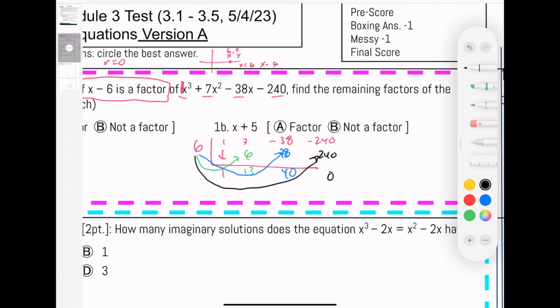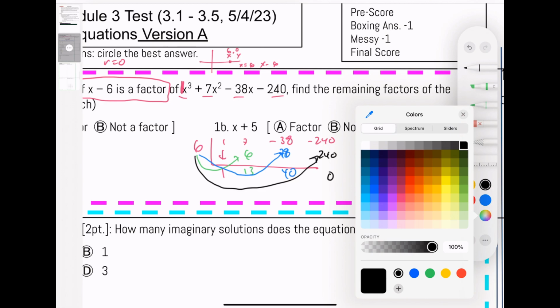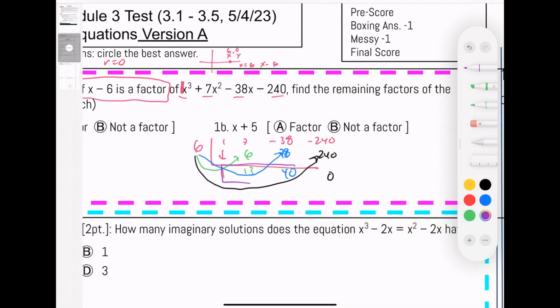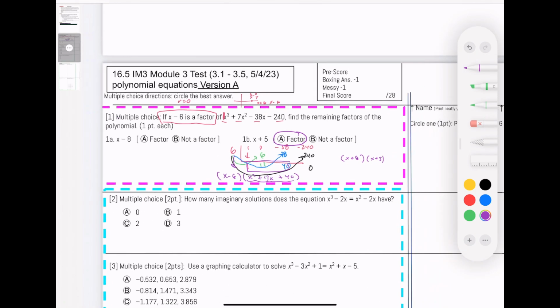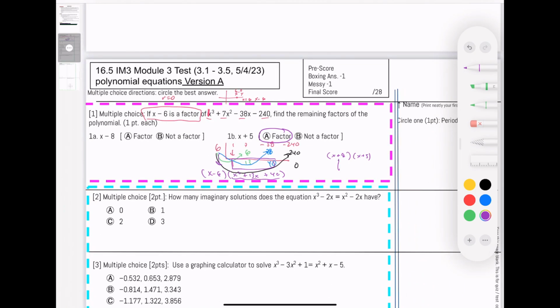But what I want from this is these numbers, because this is x minus 6. This is going to be x squared plus 13x plus 40. Now if I factor that one, I'll get x plus 8 and x plus 5. So this is a factor, and this is not a minus sign, so this one's not a factor.